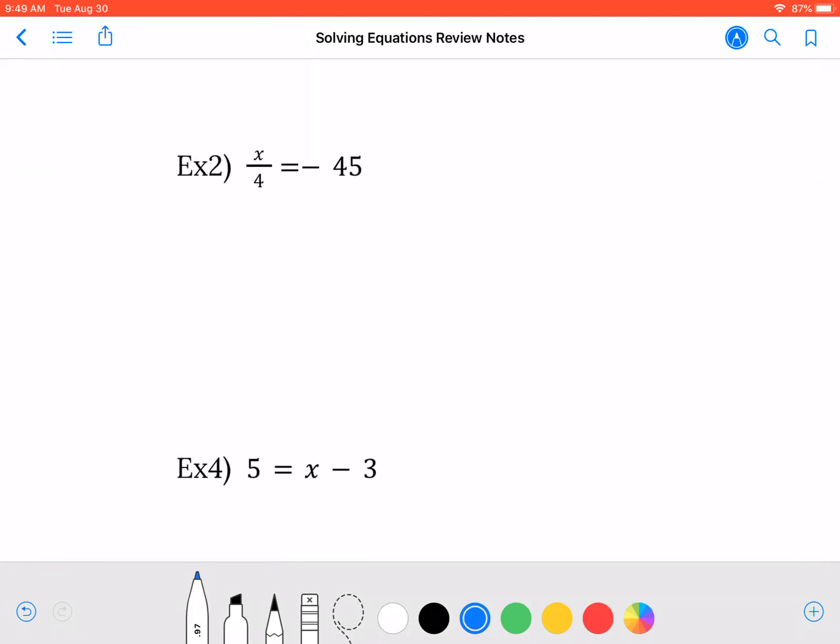On example 2, we have x is being divided by 4, so the opposite of divide by 4 is multiply by 4. People often get freaked out by fractions. Just remember that a fraction is simply division. So these cancel here. That's why we did that. And this would give me negative 180.